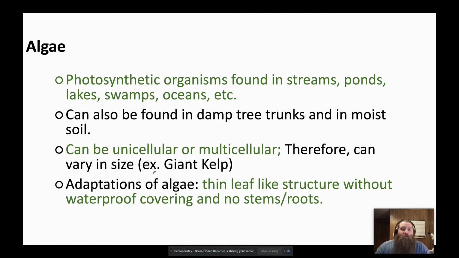And that does mean that algae can range in size quite dramatically. So the giant kelp is an enormous algae, whereas some of the blue-green algae that floats in the sea is single-celled. Adaptations in algae that are a little different from plants are the thin leaf-like structures that don't have waterproof coverings. So there's no cuticle, that's what that's called, and the fact that many of them don't have stems or roots.